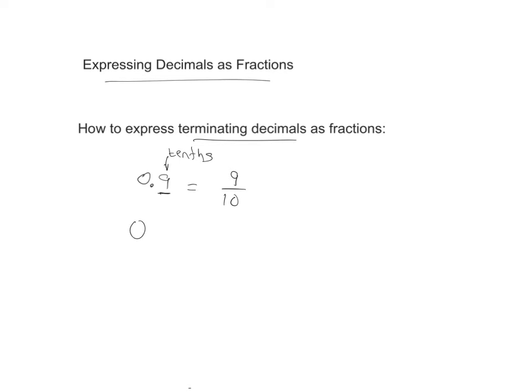Let's say for example we had 0.188. Just a quick reminder, this is tenths, this is hundredths, this is thousandths. So the last decimal place is thousandths. And so what we would do is we'd write this as 188 out of 1,000. So you can see if you know your place values, you should be able to write a terminating decimal as a fraction really quickly.